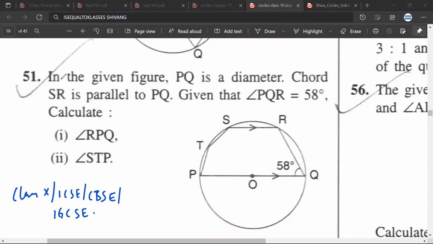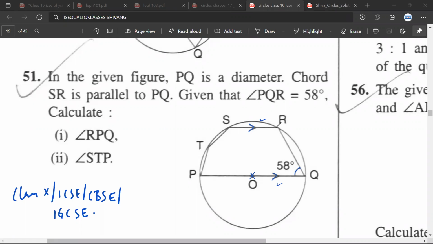So, just circles. PQ is the diameter, O is the center. Chord SR is parallel to PQ. This chord SR is parallel to the diameter. Given that angle PQR is 58 degrees.